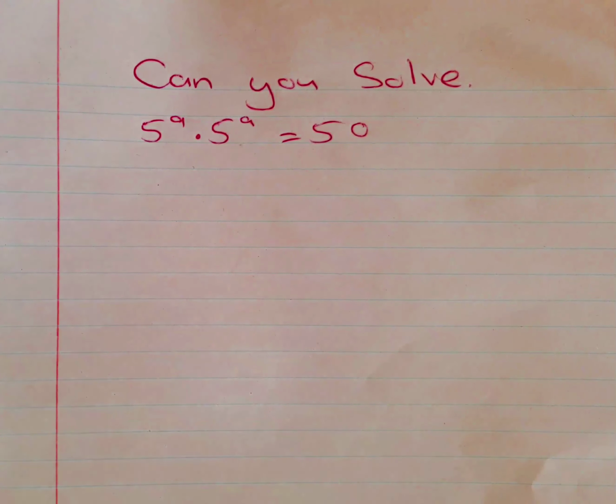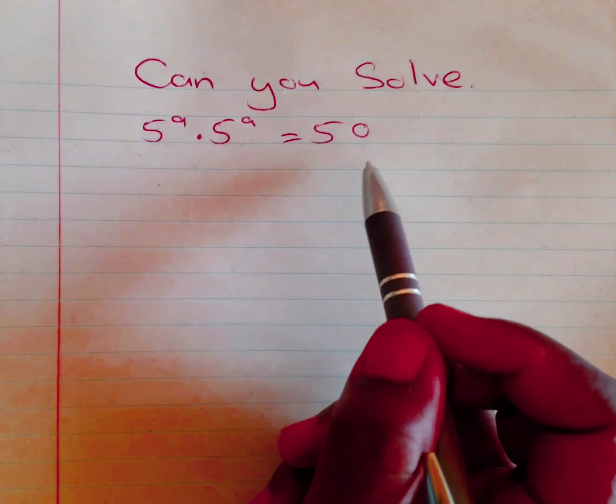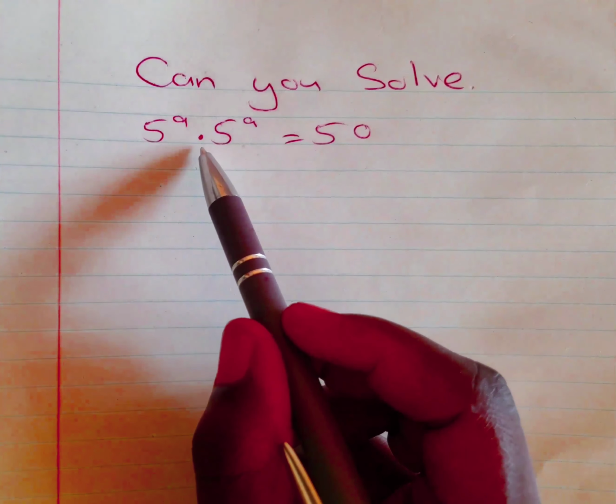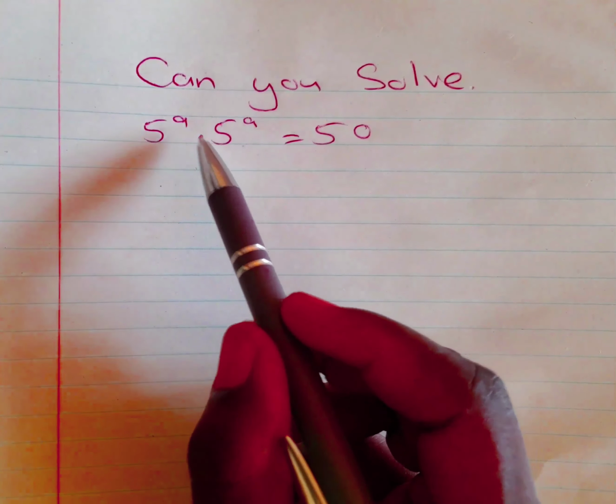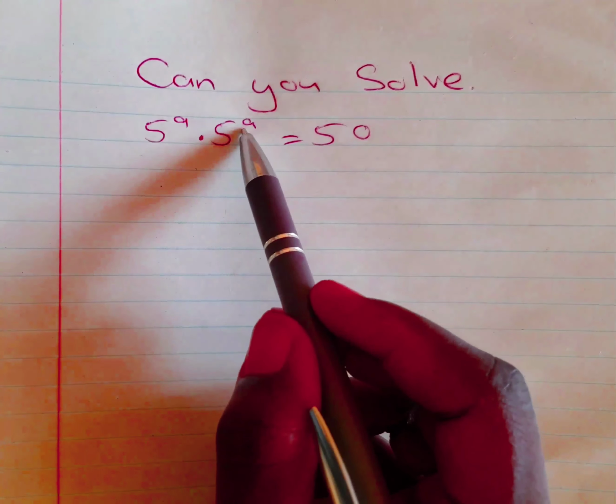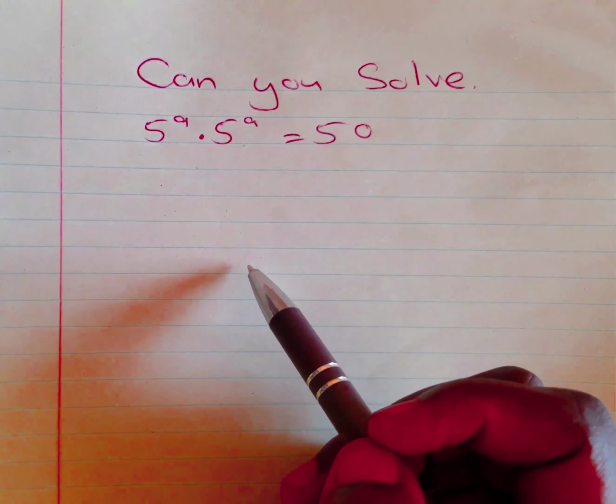We have 5 to the a dot 5 to the a is equal to 50, right? And in mathematics, that dot means you are multiplying. So we have 5 to the a times 5 to the a is equal to 50, right?